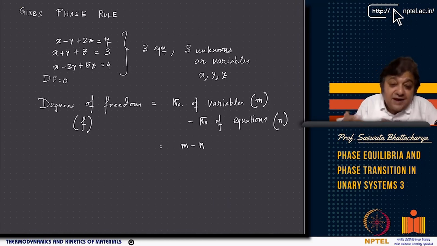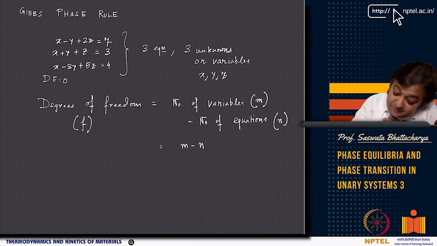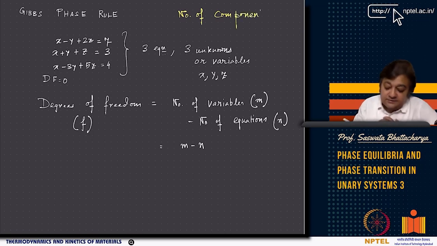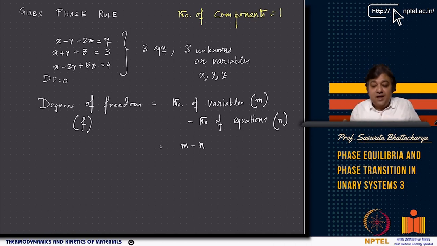Now I will discuss why single phase is represented by an area in a unary system. A unary system means a single component system, right? The number of components in a unary system is equal to 1. Now in such a case, single phase existence is represented by an area, two phase coexistence is represented by a line, and three phase coexistence is represented by a point, right?